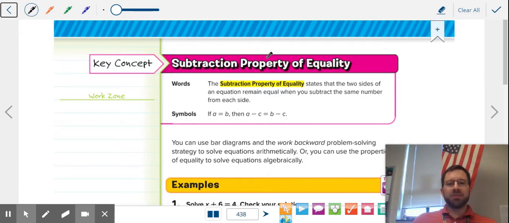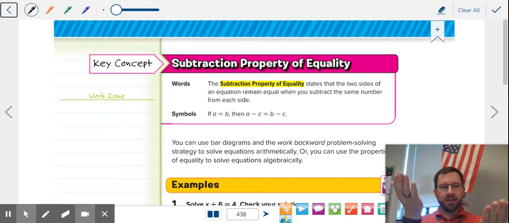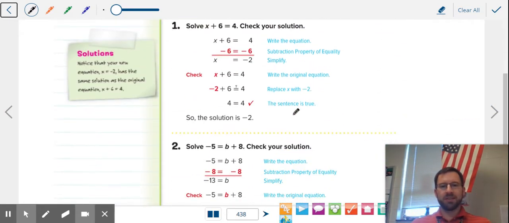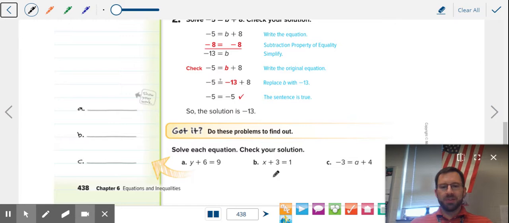How do we balance them? We use two properties called the subtraction property of equality and the addition property of equality. What these say is that if you add or subtract the same number from both sides of an equation, it will remain equal. It's like balancing a scale. If I have a scale that's equal and I take away 2 pounds here and 2 pounds here, it's still equal, right? Or if I add 2 pounds, it is still equal. That's what that property says. So let's take a look at a couple examples.